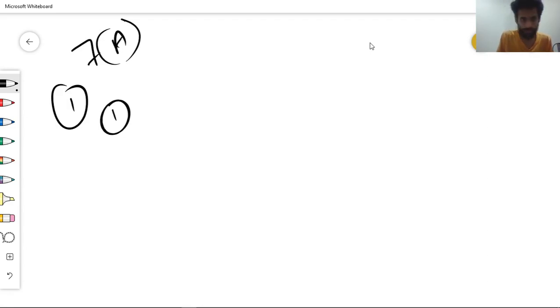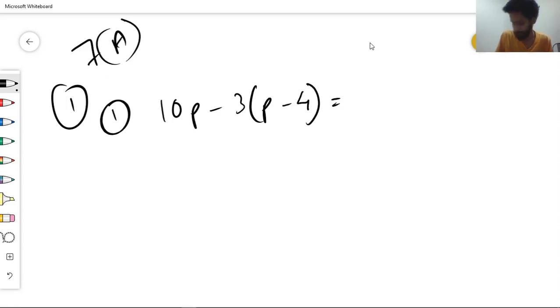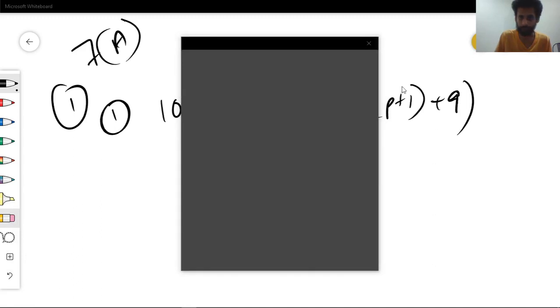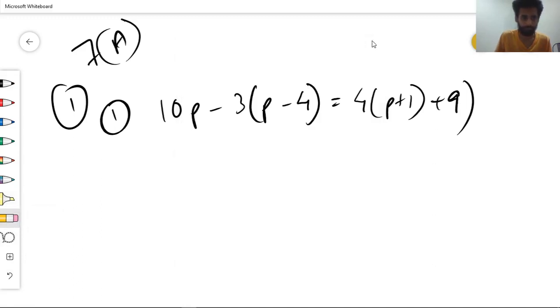Okay, 7a, question number 1, that is 10p minus 3(p minus 4) is equal to 4(p plus 1) plus 9.